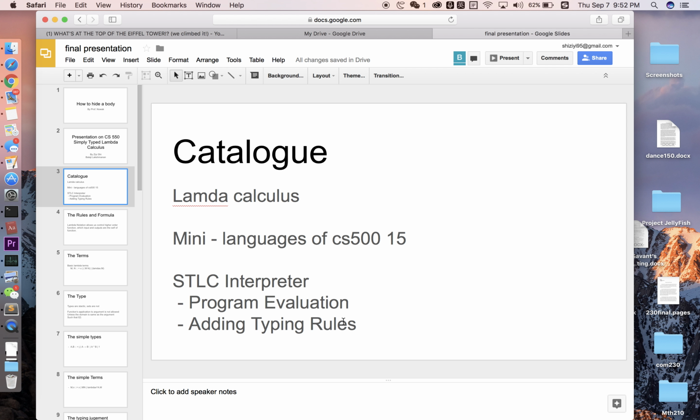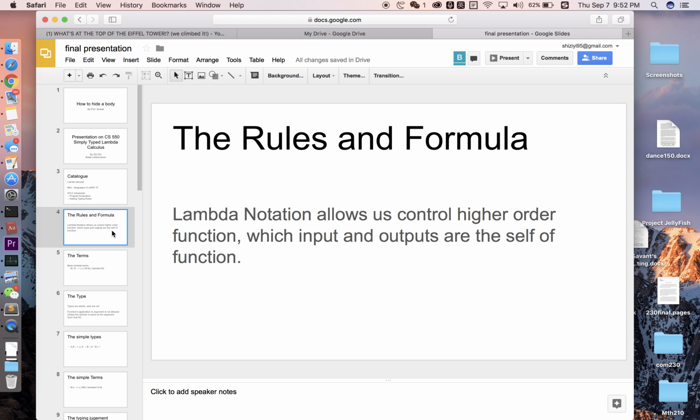We're gonna talk about lambda calculus, the mini language of CS 515, and this STLC interpreter. In case you don't know, STLC stands for simply typed lambda calculus. It still sounds dumb, but it covers program evaluation, adding typing rules, and the rules and formulas. Lambda notation is the most important idea I want you to know. Lambda notation allows us to control higher order functions, whose inputs and outputs are functions themselves.